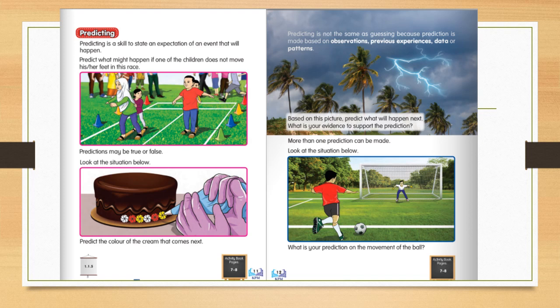Look at the next page. The situation where the boy is trying to kick the ball. What do you think will happen to the movement of the ball? When the boy kicks the ball, there will be two possibilities. Either the ball will go into the goal or the goalkeeper is able to prevent the ball from scoring.